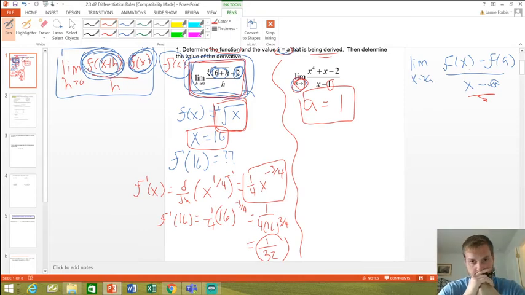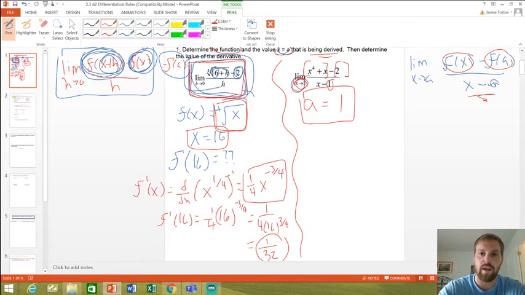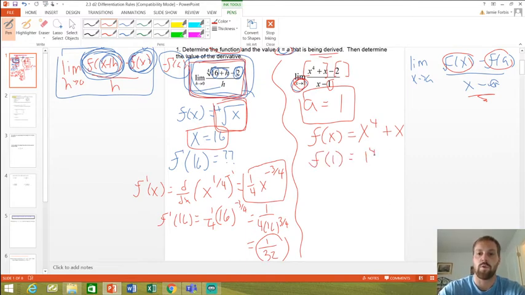Okay. All right, now remember it's f of x minus f of a. Well, here is f of x subtract f of a. Do we see that? Like f of x in this case is x to the fourth plus x. And f of a, or f of 1 in this case, is 1 to the fourth plus 1, which is indeed 2. Okay, so we got that.